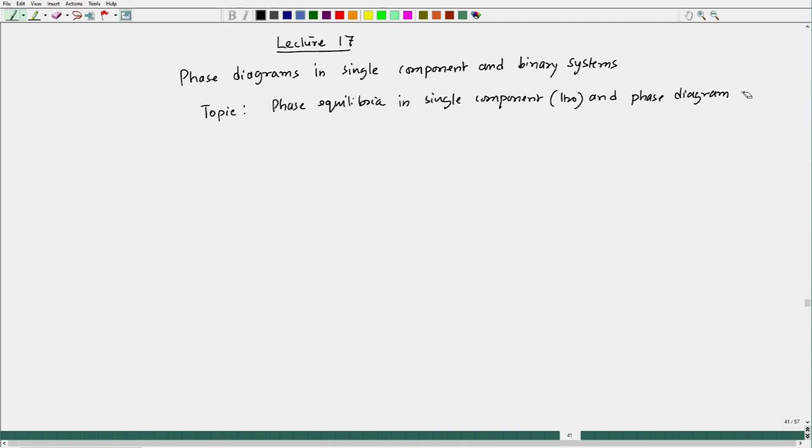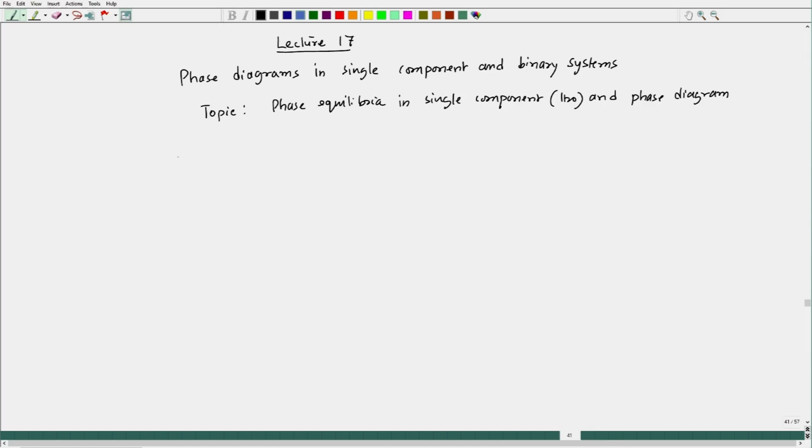We will try to extend that particular equilibrium when we talk about solid and vapor as well as liquid and vapor. In fact, solid and liquid both are considered to be a condensed phase, and it will convert into vapor phase. So, we will also look into that part as we go ahead in today's lecture as well as subsequently in the next few lectures. So, today we continue our discussion on phase equilibria in single component and phase diagram.